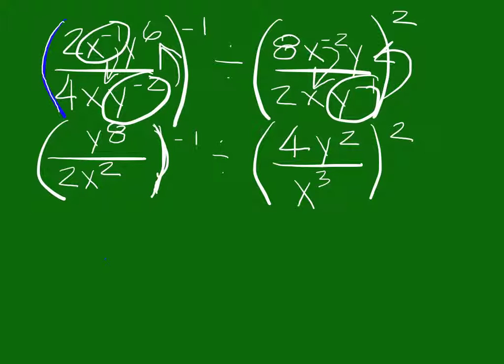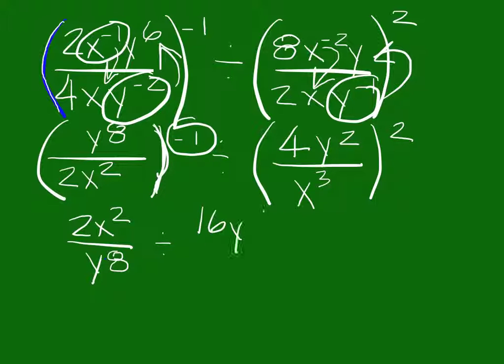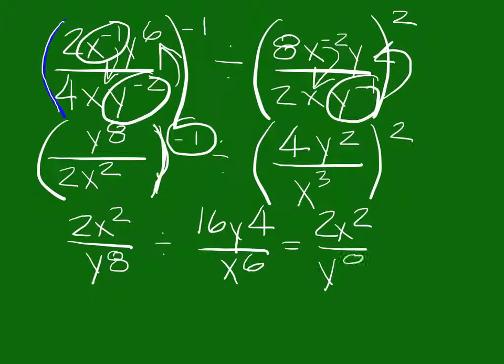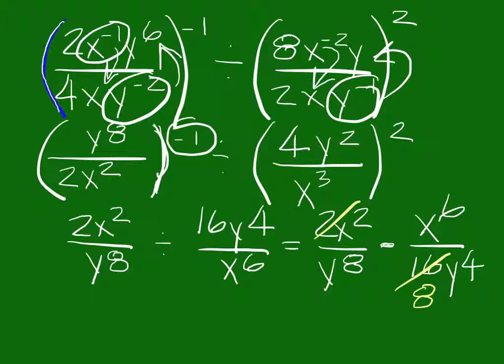Everything is squared. Flip this one to get 2x squared over y to the 8th. And then square this one to get 16y to the 4th over x to the 6th. Keep the first one the same, and then multiply by the reciprocal of the second one. And let's see, there it is. Now you can reduce 2 into itself once, into 16 8 times. So on the top you'll just have an x to the 8th, and on the bottom you'll have 8y to the 12th.